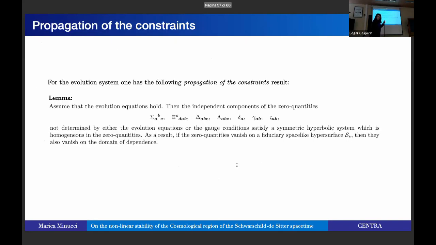Okay. So now, propagation of the constraints. One can prove that also in the case of the propagation of the constraints, in particular the independent components of the zero quantities that are not involved either in the main evolution system or in the gauge conditions, satisfy a symmetric hyperbolic system. In this case, one can actually prove that this system has vanishing initial conditions. And so also in this case, Cauchy will give you a result that says that then these zero quantities vanish on this initial hypersurface. They will always vanish in the whole domain of dependence.